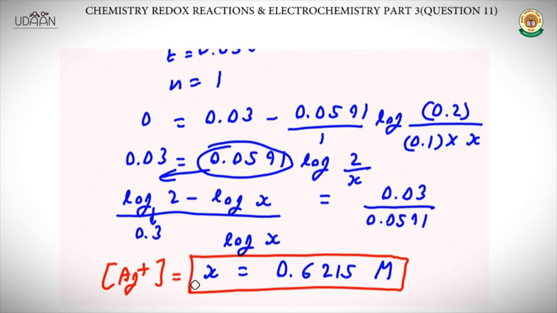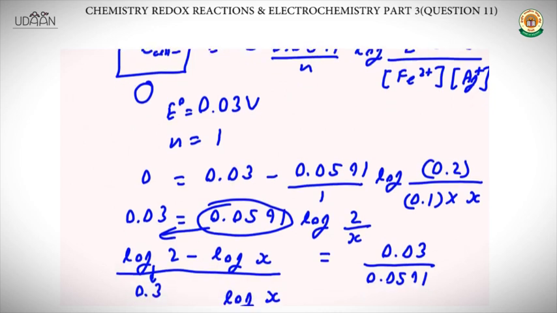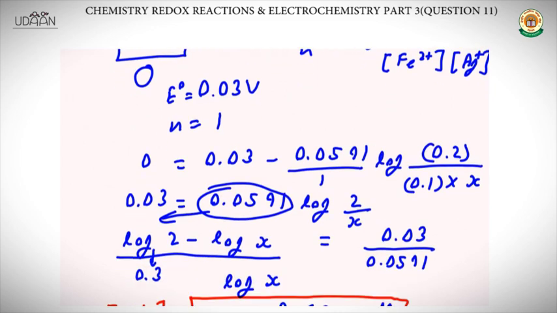Here you basically have to apply the basic concepts of the Nernst equation and remember the equilibrium condition where E of the cell becomes 0. So we'll move on to the next question.